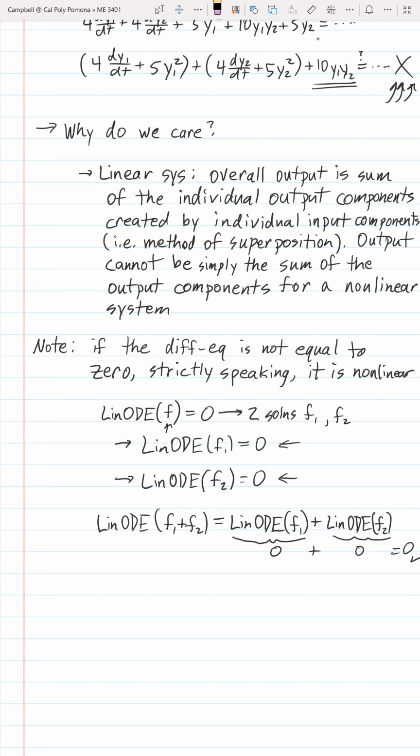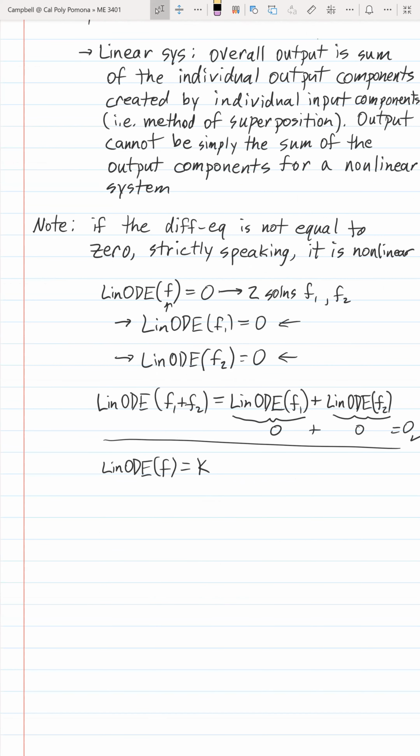Now, if, on the other hand, let's say that our linear ODE is non-homogeneous. Let's just make it equal to a constant. And let's say that we again have two solutions. Clearly, these solutions would probably be different, however, but we'll still say that F1 and F2 are both solutions. And so you can see exactly what's happening.